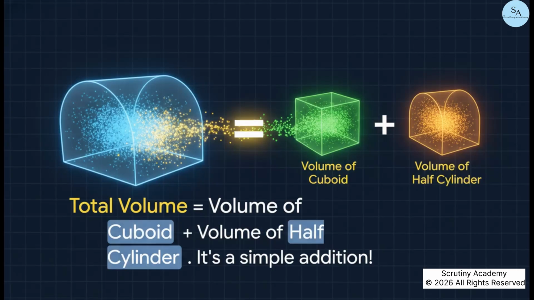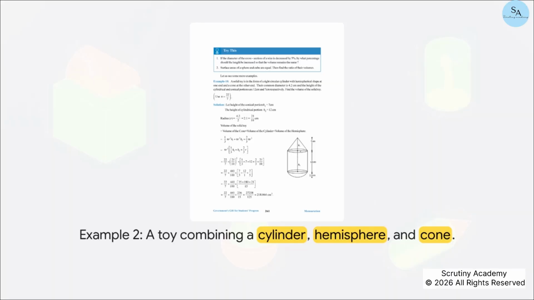So to figure out the total amount of air that can fit inside this shed, it's as simple as this. You find the volume of the cuboid part, find the volume of the half-cylinder part, and then you just add those two numbers together. That's it. A simple addition problem. Okay, ready to level up?